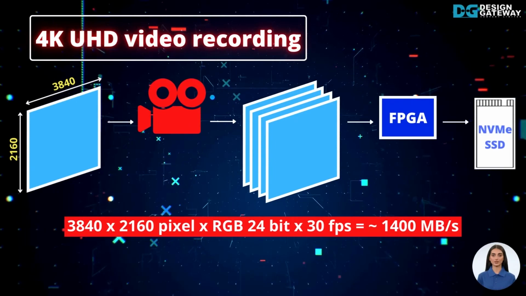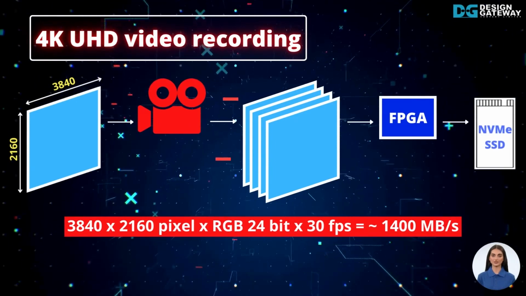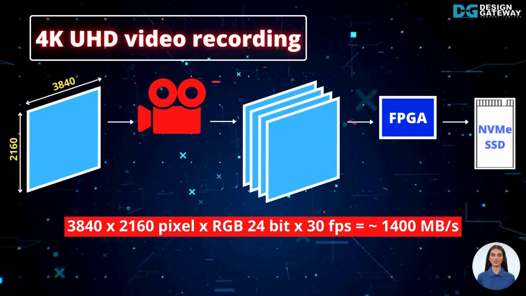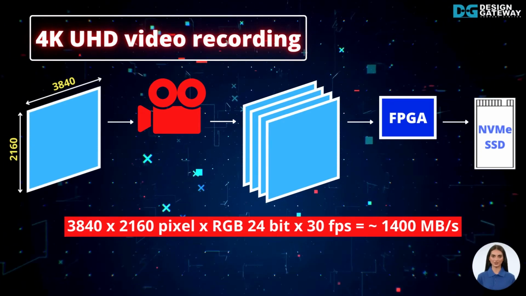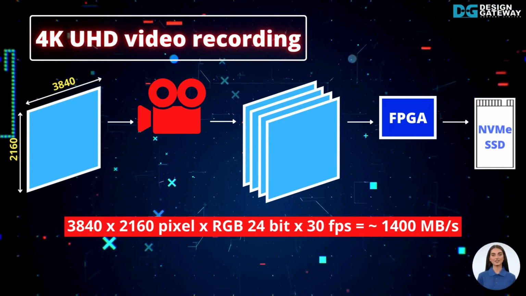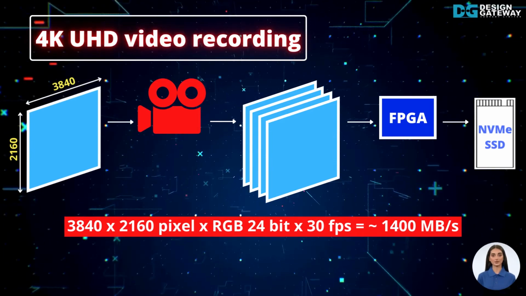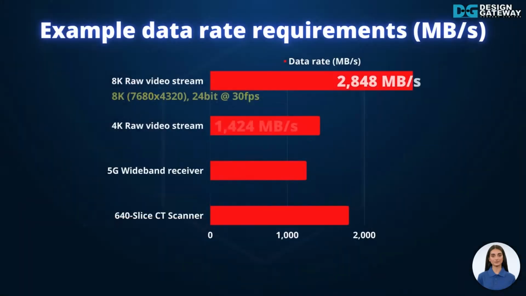One example application is 4K Ultra HD video recording at 120 frames per second. This application requires about 1400 MB per second at a sustained data rate, which can be implemented based on our NVMe-IP core DDR reference design.